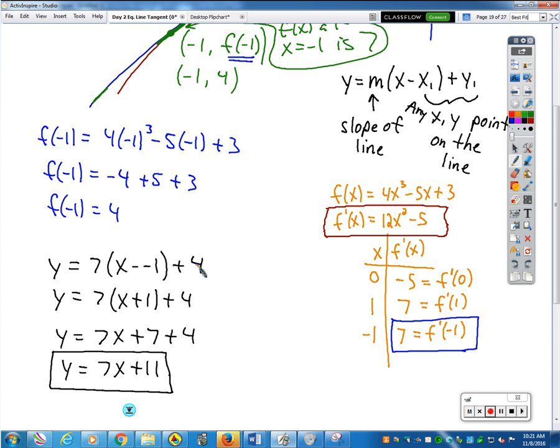So what you have to have memorized is this. The equation for any line looks like so. That's one of your flashcards. Equation for any line. We're just going to fill out this equation for the line up here. So this is a point on the line. Here it is, negative 1, comma 4. And this is the slope of the line, which we found over here.